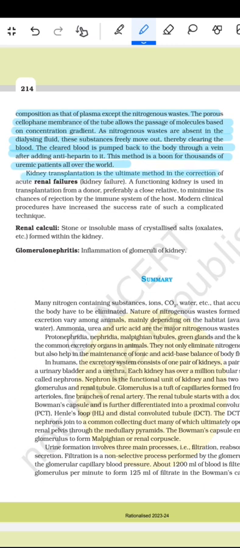Kidney transplantation is the ultimate method in the correction of acute renal failure. In kidney failure, a functioning kidney is used in the transplantation from a donor, preferably a close relative, to minimize the chances of rejection by the immune system of the host. Modern clinical procedures have increased the success rate of such a complicated technique.